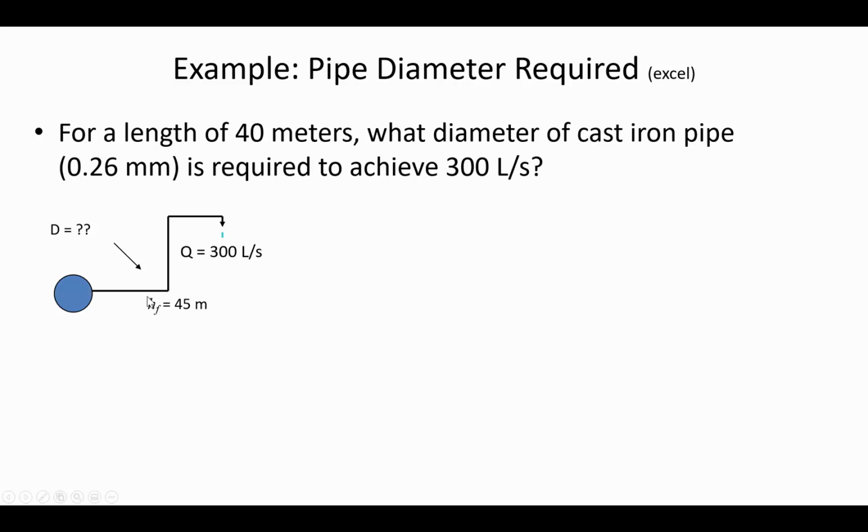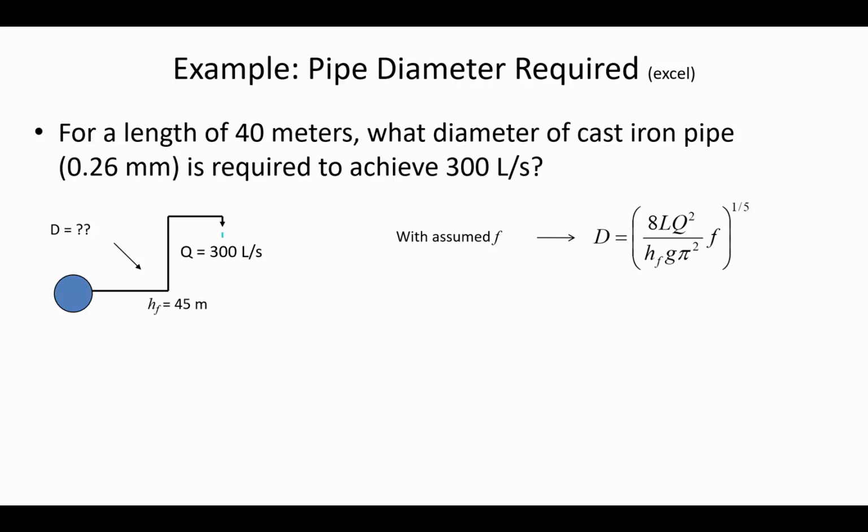This H sub F would come from knowing the pressure difference between the main pipeline that's providing the source of water, and then this is discharging out to the atmosphere. And so the difference in pressure is where this head loss would be determined in the example.